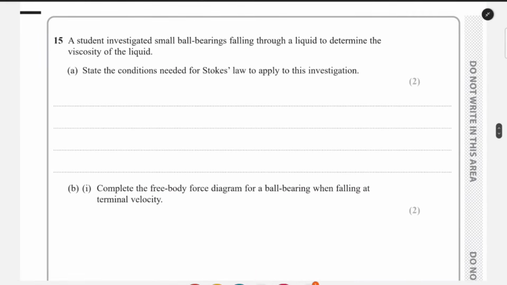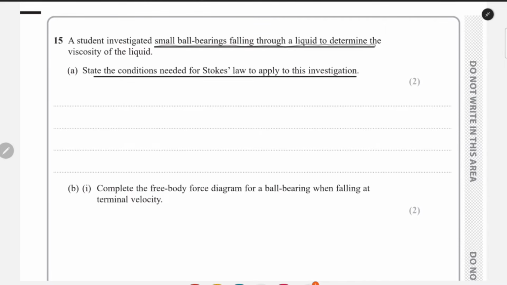Now on to question 15. In part A, we have to state the conditions needed for Stokes' law to apply. We are given that small ball bearings fall through a liquid, and we have to determine the viscosity.